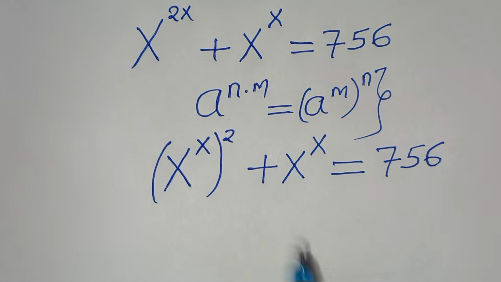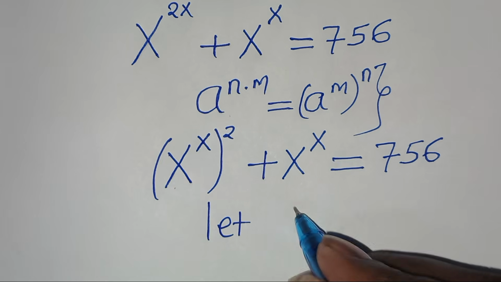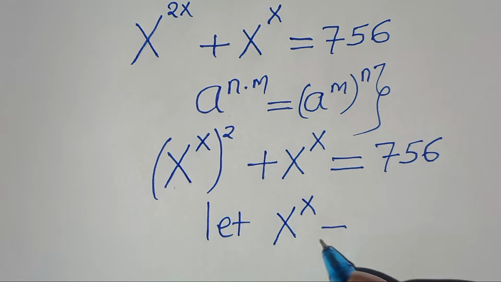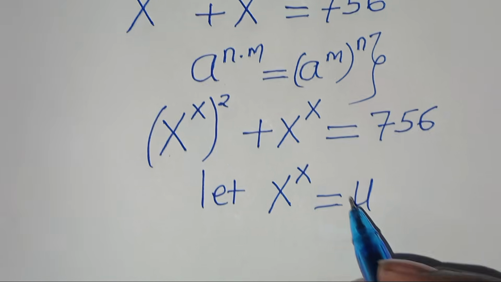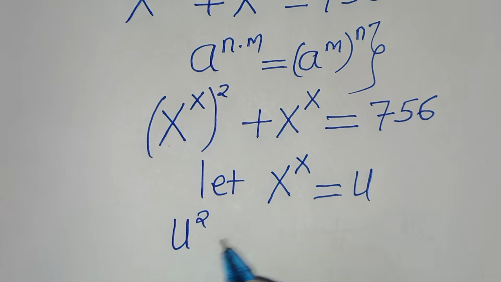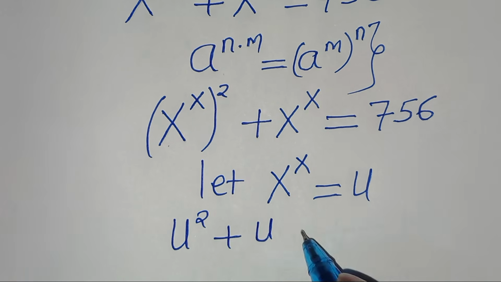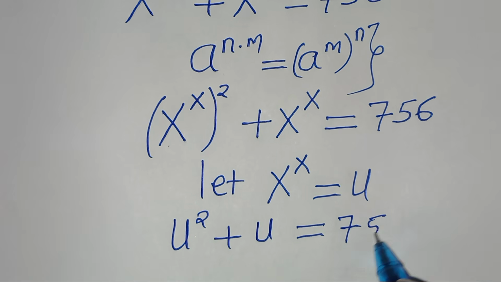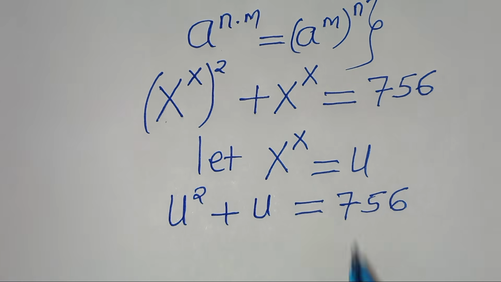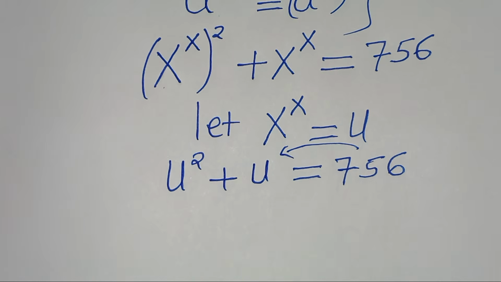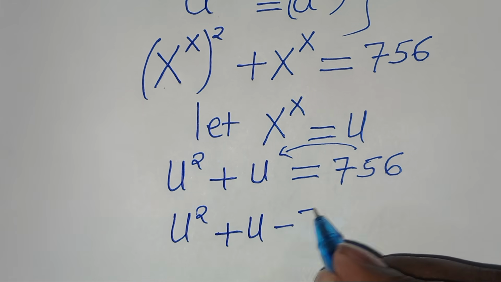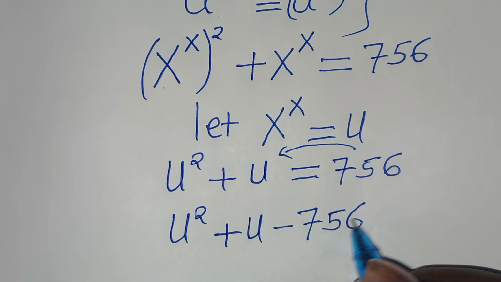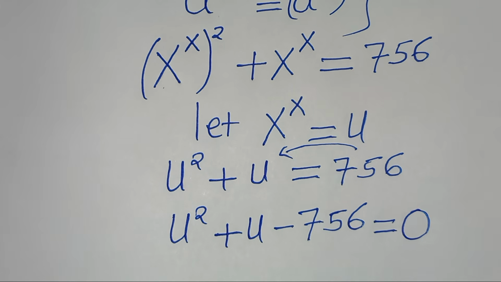Now, the next step is that x to the power of x is common here, so we can let x to the power of x be equal to u. So let's express this equation in terms of u, so that we have u squared plus u equal to 756. Now let's take 756 to the left hand side, so that we have u squared plus u minus 756 equal to 0.